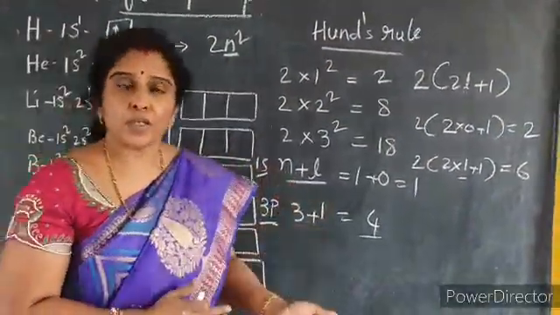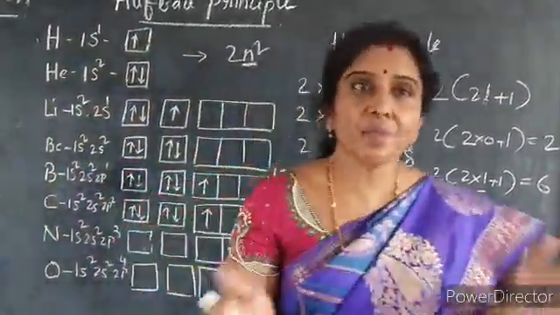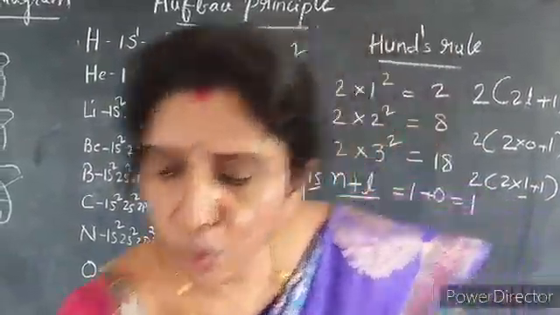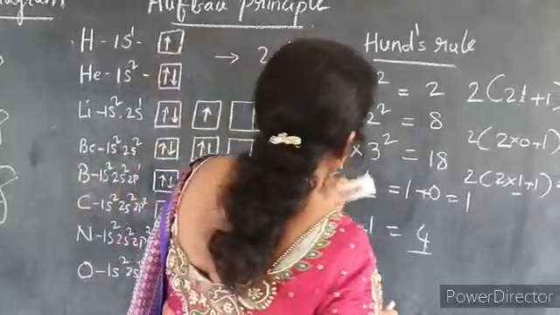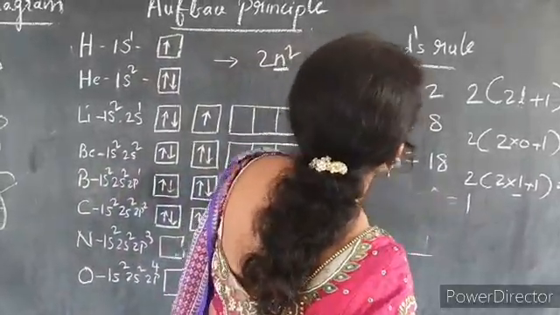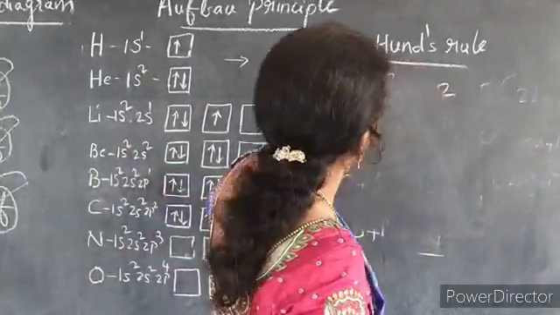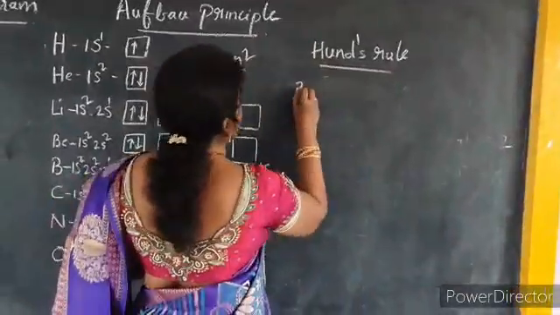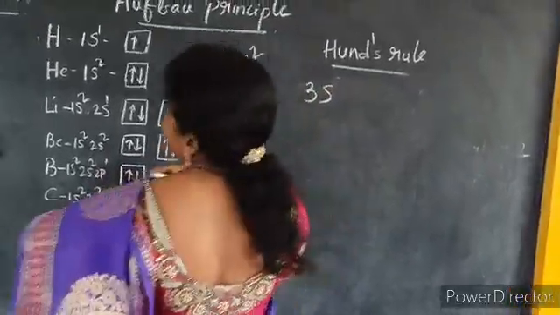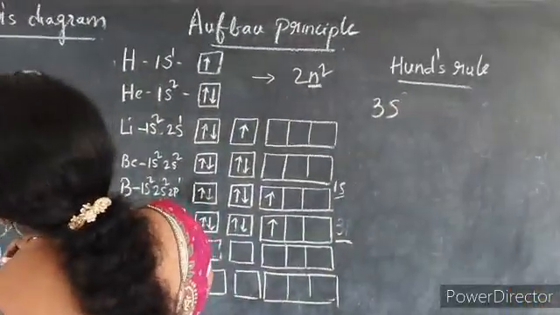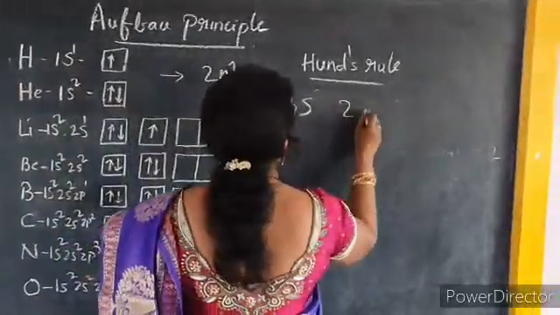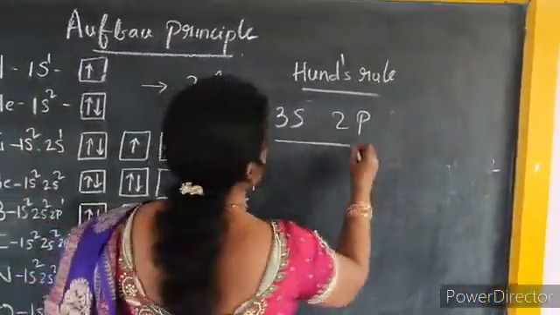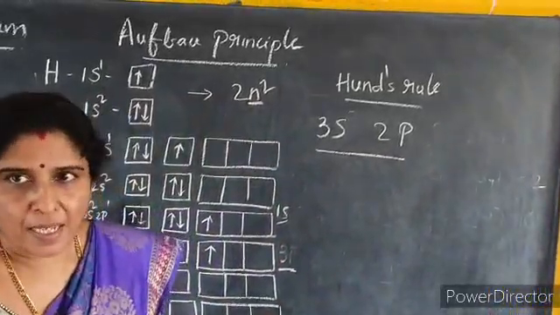Now you may get a case where the n plus l value is the same for two orbitals. If it is the same, what do we do? I will give you an example here. Let us take two orbitals, 3s and 2p. We will calculate the n plus l values.